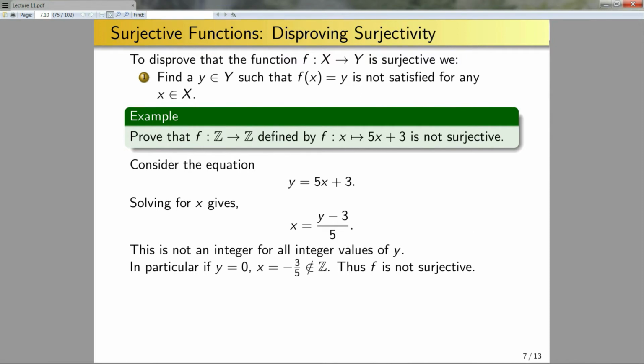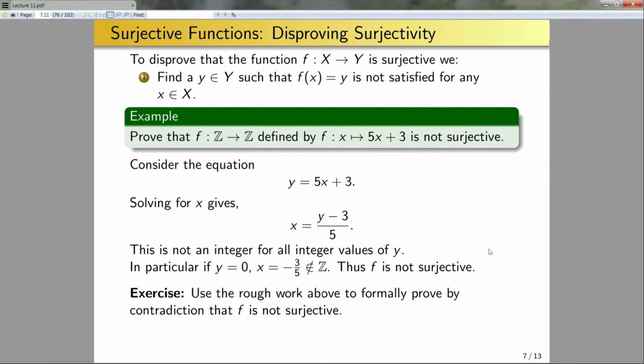So now, as an exercise, use the rough work above to formally prove by contradiction that f is not surjective. So it's not technically incorrect to say, well, if y is equal to 0, the only solution to this is this value of x, which isn't an integer, therefore you're done. But this is a good exercise where you could practice your proof by contradiction. So thinking about it a bit, what would we contradict? Well, we could say let y equal 0, and we could assume that there is an integer solution to this equation, and then get a contradiction from there. So kind of outlined the formal proof a little bit, but that would be a good exercise.